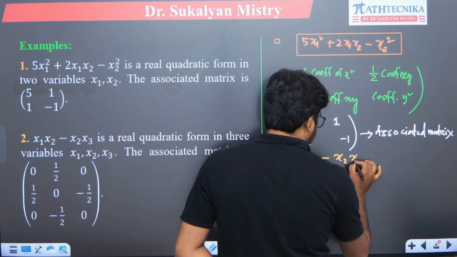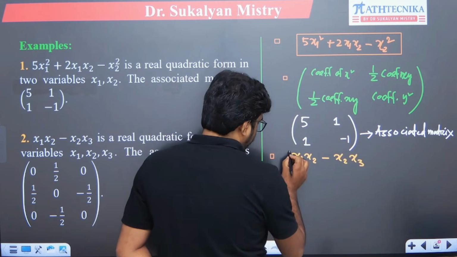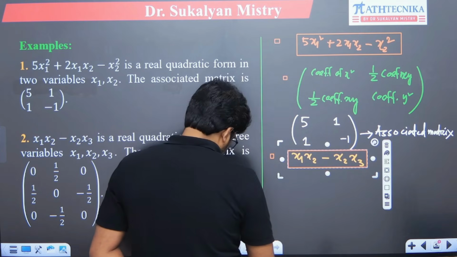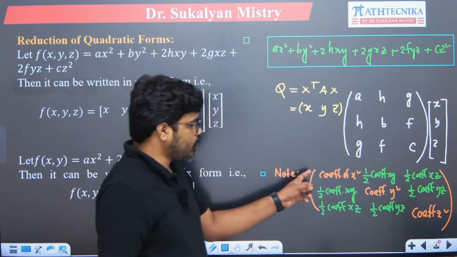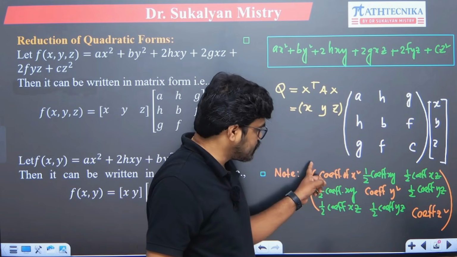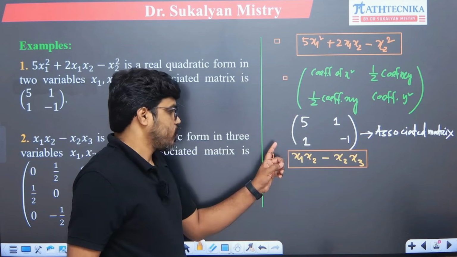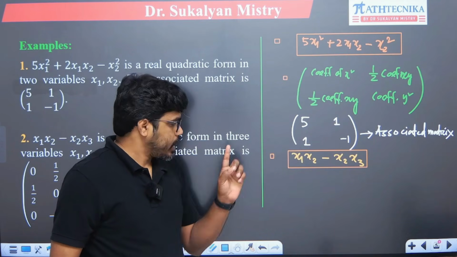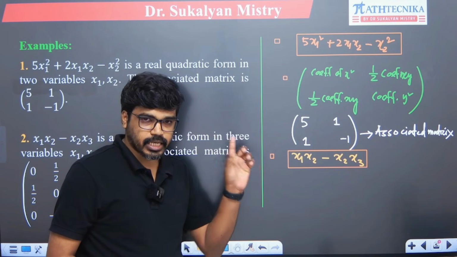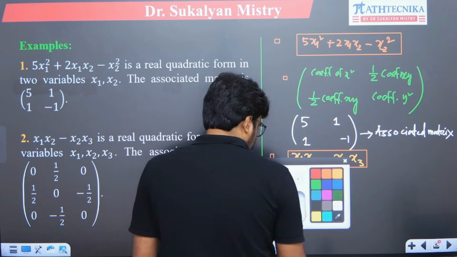x3. So what is the associated matrix? See this, coefficient of x square, diagonal গুলো কি হবে? Principal diagonal, coefficient of x square, coefficient of y square, coefficient of z square, ঠিক? So x1 কে তুমি x কনসিডার করো, x2 কে তুমি y কনসিডার করো, আর x3 কে তুমি z কনসিডার করো, ঠিক আছে? So what is the matrix?